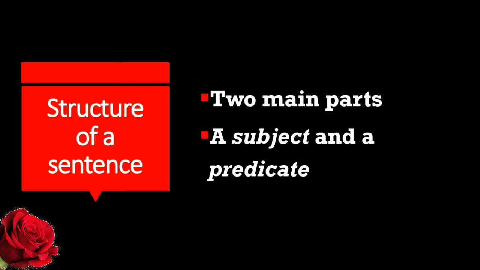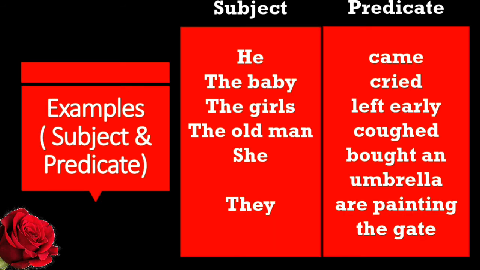A sentence has two main parts, a subject and a predicate. A subject is the part of a sentence about which something is stated. The predicate is the part that states something about the subject. Let's see some examples now. He came. In this sentence, he is the subject and came is the predicate.